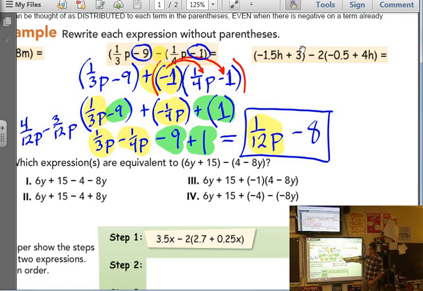Yeah, we did that first thing this year, adding and subtracting the positive and the negative. Yeah, I got it. So you just gotta remember those rules. Okay.